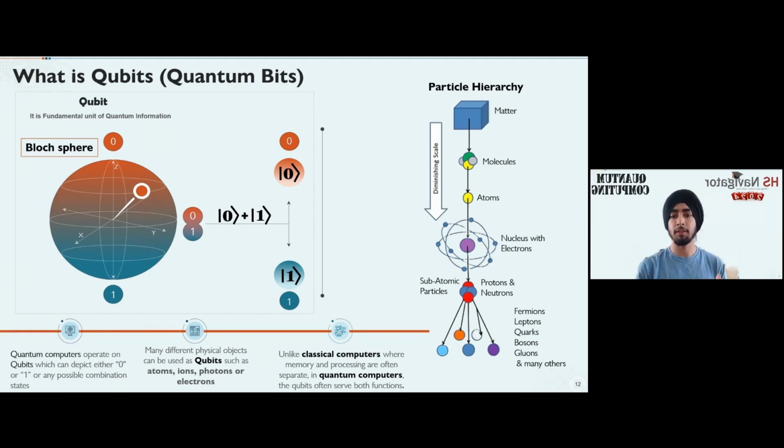The further down the hierarchy you go, the smaller and smaller these items get, often by scales of thousands or millions. And then the rules of physics begin to change once you go from atoms to electrons to protons and neutrons, and the stuff that builds them up as well. And that's where the field of quantum science comes into play. Many different physical objects can be used as qubits, and these can be subatomic particles like atoms, ions, photons, and electrons.